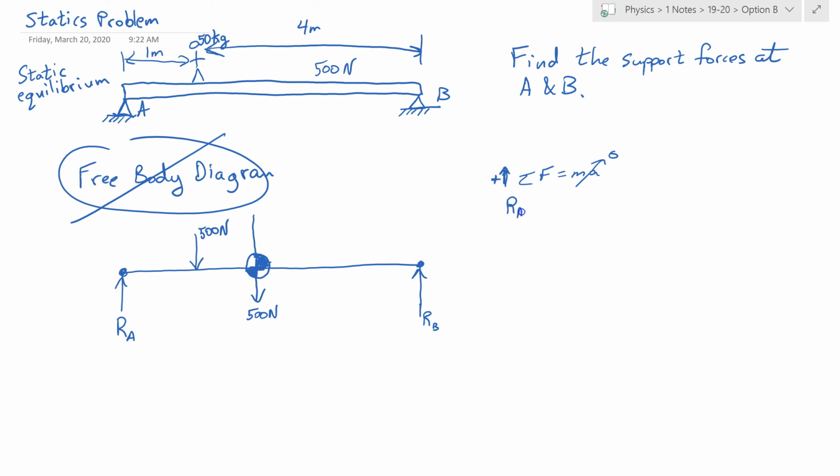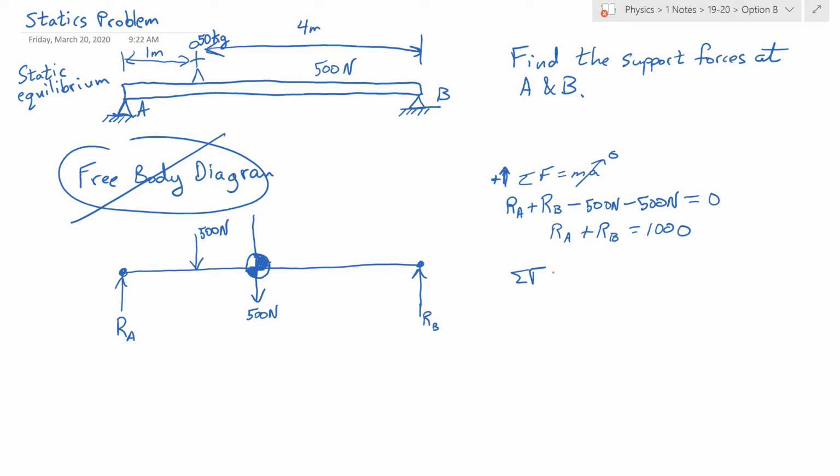And then when I do the sum of the forces, I'm going to have RA going up, RB going up, minus 500 newtons for the weight of the person, minus another 500 newtons for the weight of the plank. But we won't be able to get any further than saying that the sum of the two support forces is 1,000. We're stuck now. So this is where the torque form of Newton's second law comes in.